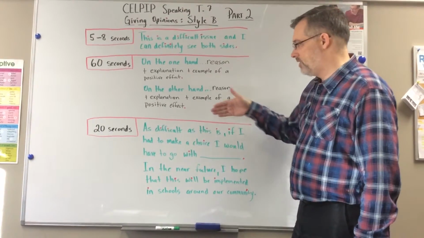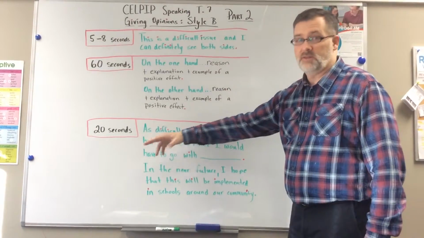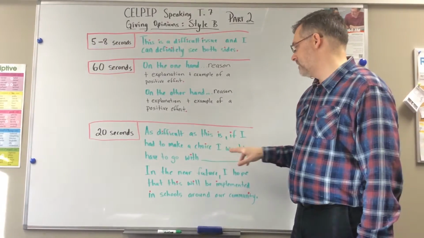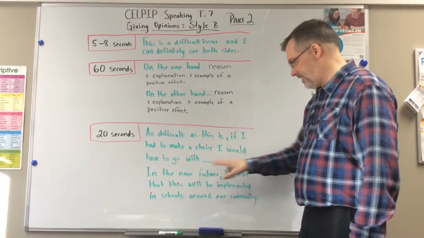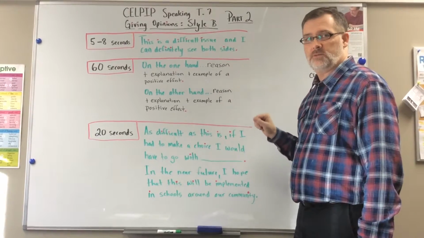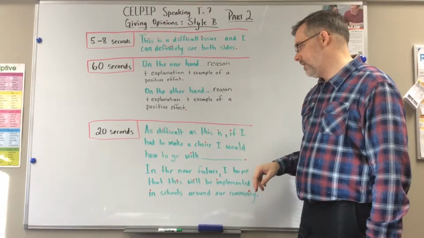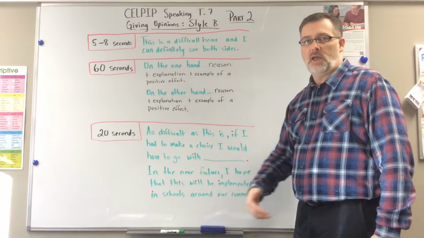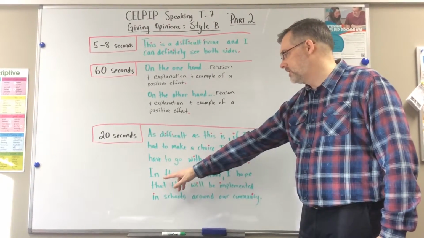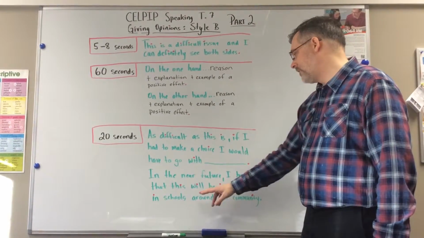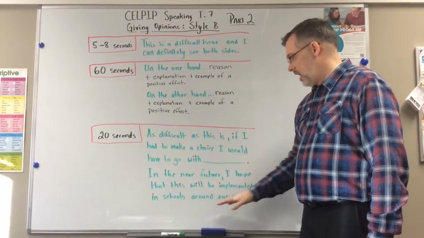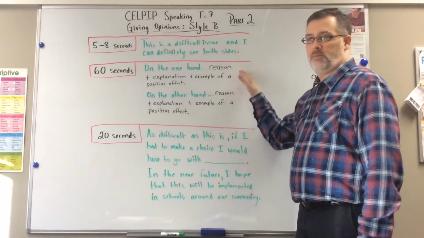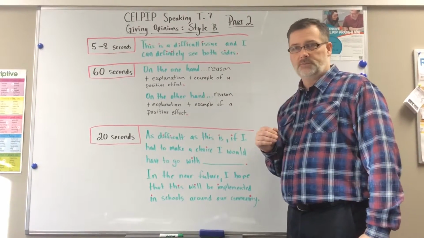opinion is, and you're going to say that by, and this is an example, as difficult as this is, if I had to make a choice, I would have to go with, and then state which one of the two possible answers you would go with, and then have a wish for the future. So you could say, in the near future, I hope that this will be implemented in schools around our community. So I've used this following from the first example of a school.